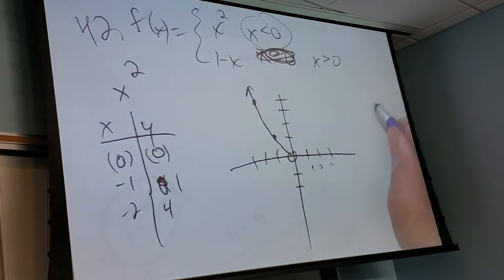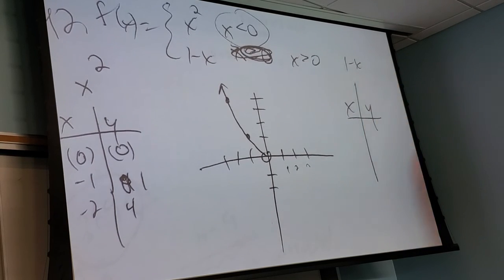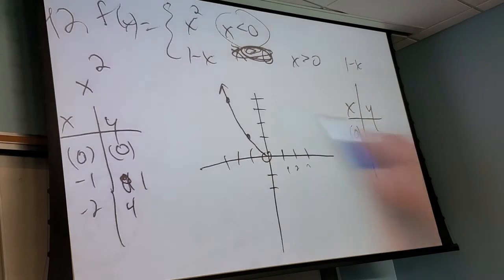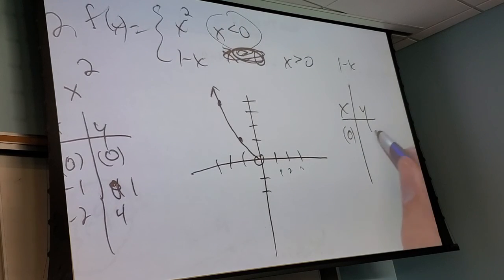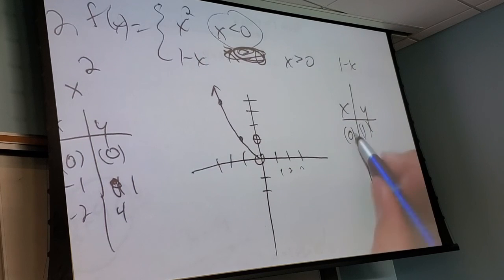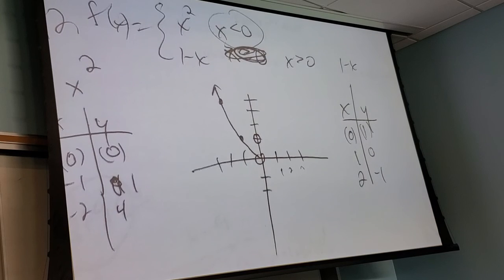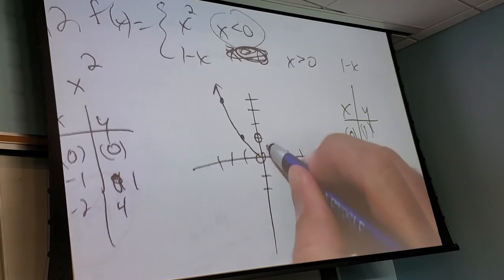Now, what about the other side? This is 1 minus x. So again, I'm going to put 0 in, even though I'm not allowed to use it. When I put a 0 in, what would I get? 1. So there's an open circle at (0, 1). And then let's put in 1. If I put a 1 in, I get 0, right? If I put a 2 in, I get -1. Are you guys with me? So (1, 0) and (2, -1). So it looks like it's going like that.